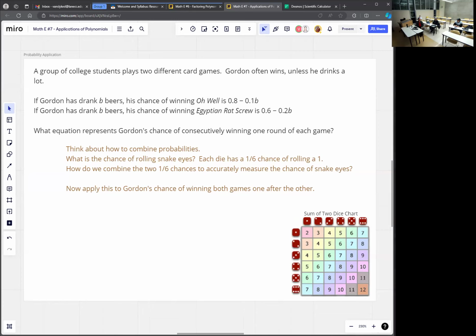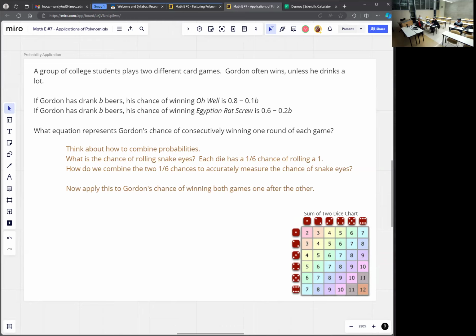Ah, okay. What's the name of it? What did you call the game? What did I call it? Egyptian Rat Screw. That's what it's officially called on the internet. So even the Bicycle card game website has it. Which is a surprise. Anyway, okay, back to math.